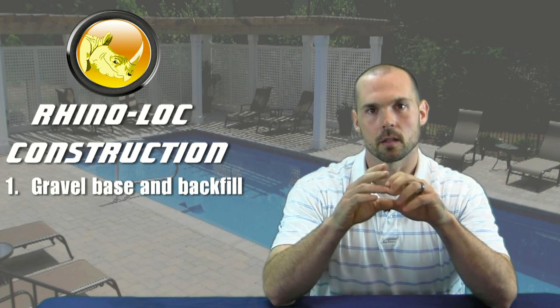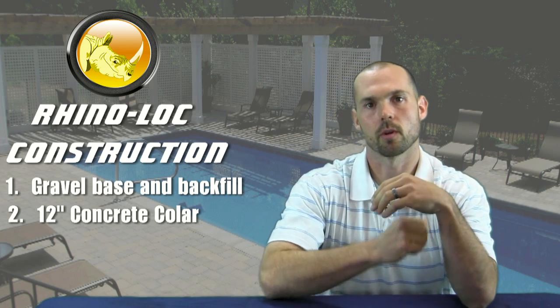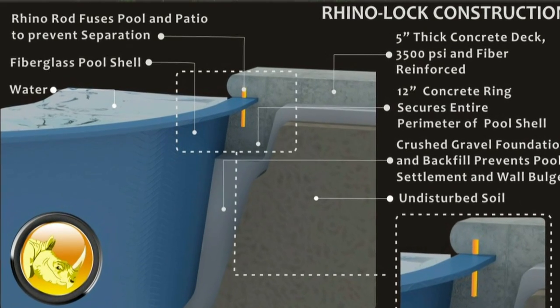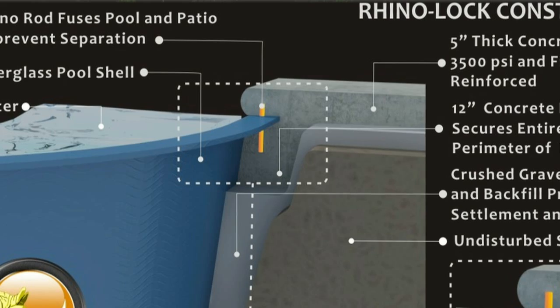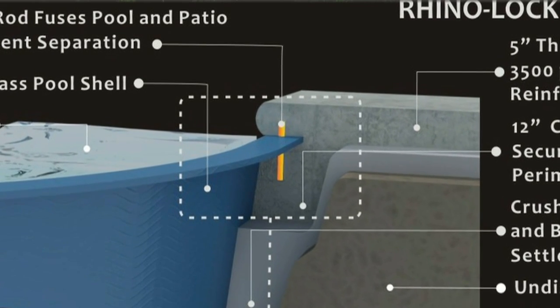The second layer of protection with RHINO-LOC is a 12-inch thick collar that runs all the way around the perimeter of the pool shell. So this 12-inch thick collar is actually going to encase the top of the shell, and it runs all the way around the perimeter of the pool, locking the pool in place.